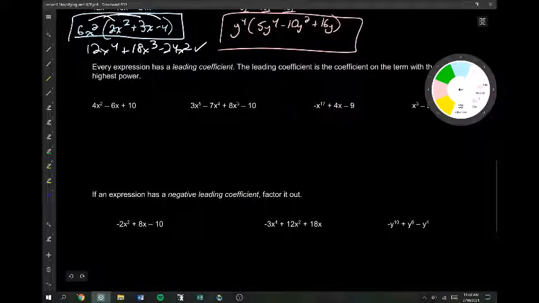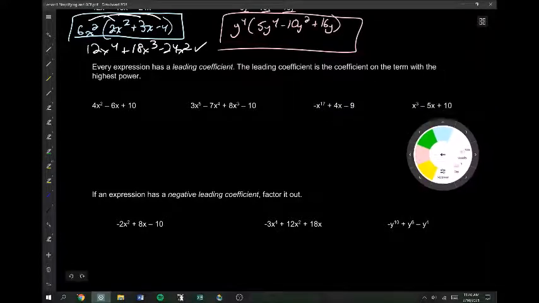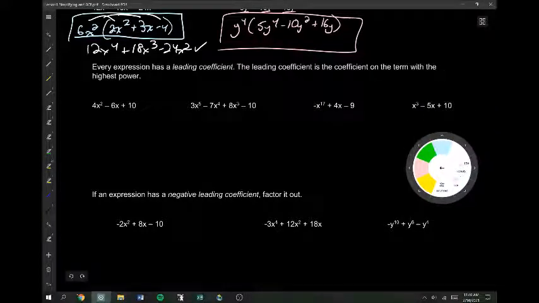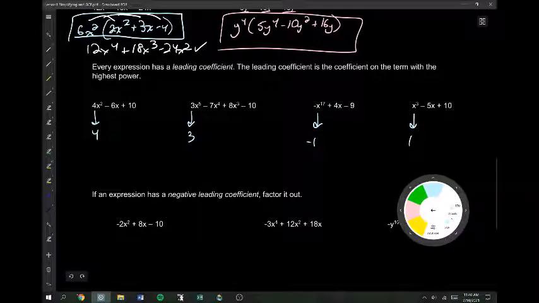Okay, last set here. Every expression has what's called a leading coefficient. A leading coefficient is the coefficient on the term with the highest power. So here, the leading coefficient is 4. Here, it's 3. Here, it's -1. And here, it's +1. Every expression has a leading coefficient, and that means the coefficient on the highest power. It doesn't necessarily mean the coefficient in front.